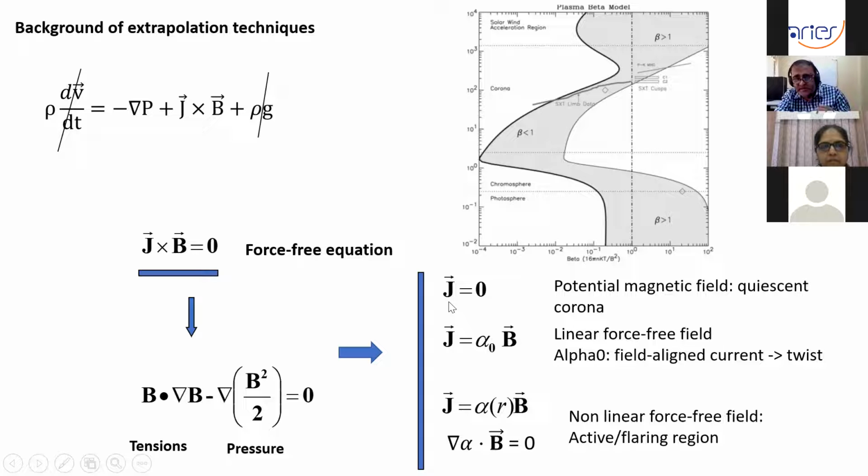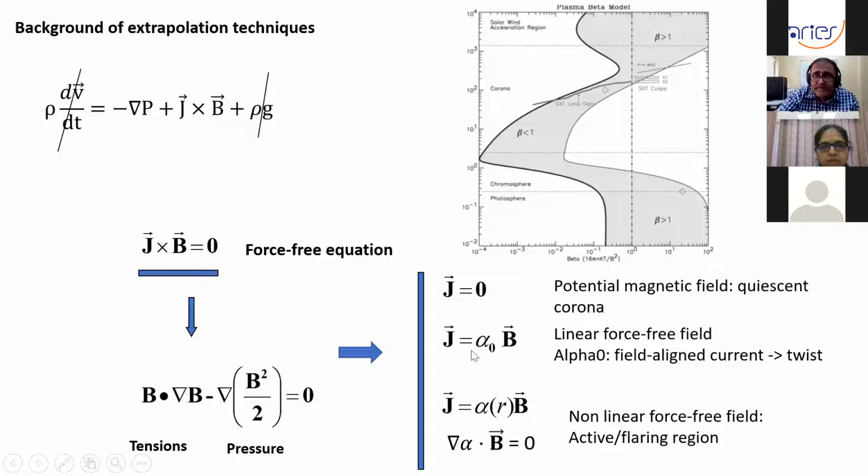So J is equal to 0. So the magnetic field is basically potential. And as I'm going to show, a current-free field, particularly if there is no component of current aligned along the magnetic field, then the magnetic field lines are untwisted, and hence this potential magnetic field gives you untwisted magnetic field. You can apply it only for the quiescent corona, not for the active region corona, where the magnetic field lines are heavily twisted, structured, and complex.